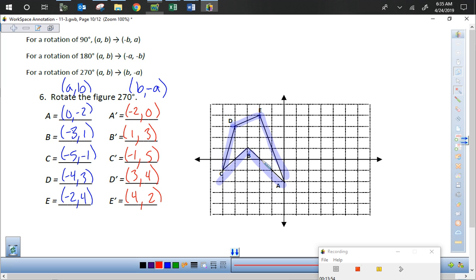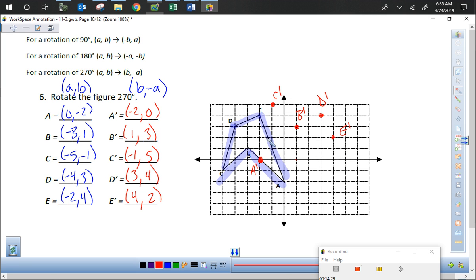Plotting these, we'll go to the left 2, and that's our A prime. 1 to the right, and then up 3 is our B prime. C prime is to the left 1, and then up 5. 3 to the right, and up 4 is D prime. And finally, we're going 4 to the right and up 2 for E prime.